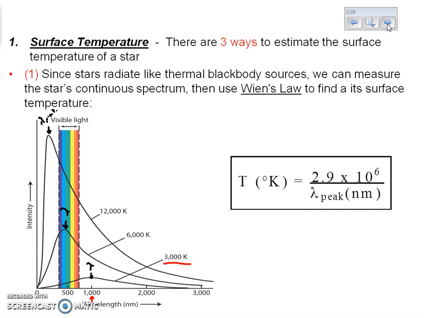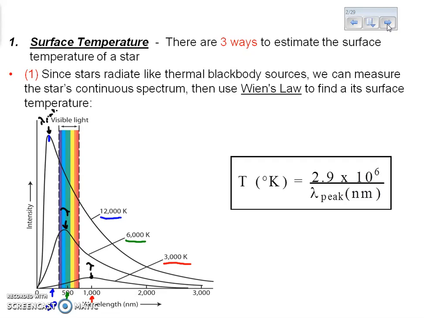If you double the temperature to 6,000 degrees, the peak wavelength gets cut in half to somewhere around 500 nanometers. And then if you double it again to about 12,000 degrees, the peak wavelength gets cut in half yet again, somewhere around 250 nanometers. Now I'm just approximating those numbers. And in fact, Wien's law is a little more precise than that.